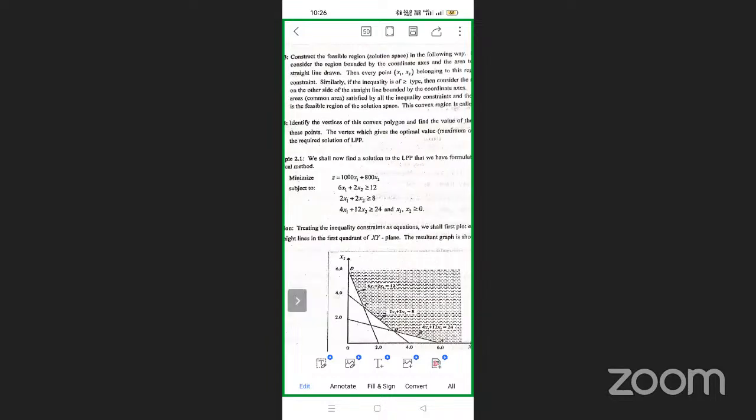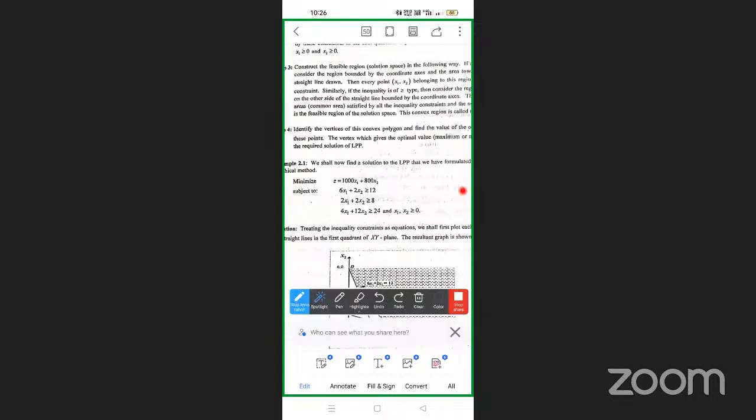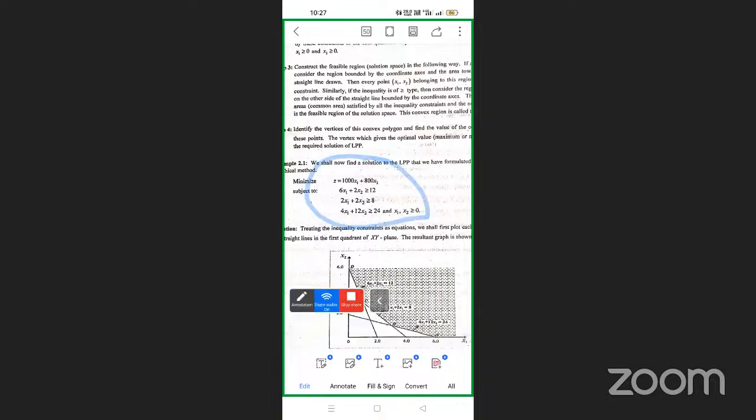Example: minimize z equals 1000 x1 plus 800 x2, subject to the constraints 6x1 plus 2x2 greater than or equal to 12, 2x1 plus 2x2 greater than or equal to 8, and the third constraint 4x1 plus 12x2 greater than or equal to 24, and x1, x2 greater than or equal to 0. Solve the following LPP by graphical method. Example 2.1.